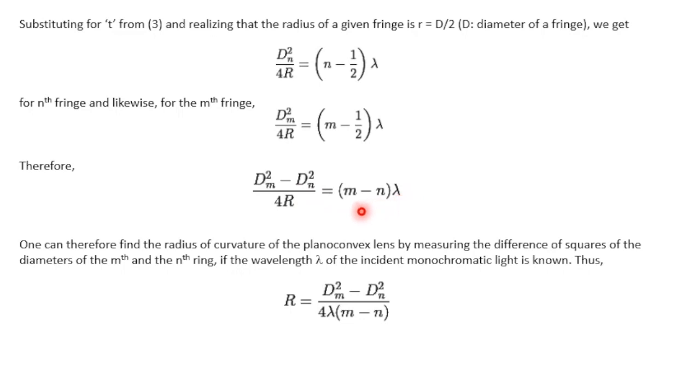So this expression enables us to find the radius of curvature of a plano-convex lens once you measure the difference of the squares of the diameters of any two rings m and n. And if you know the wavelength of light, it is easy to calculate the value of R from this expression.